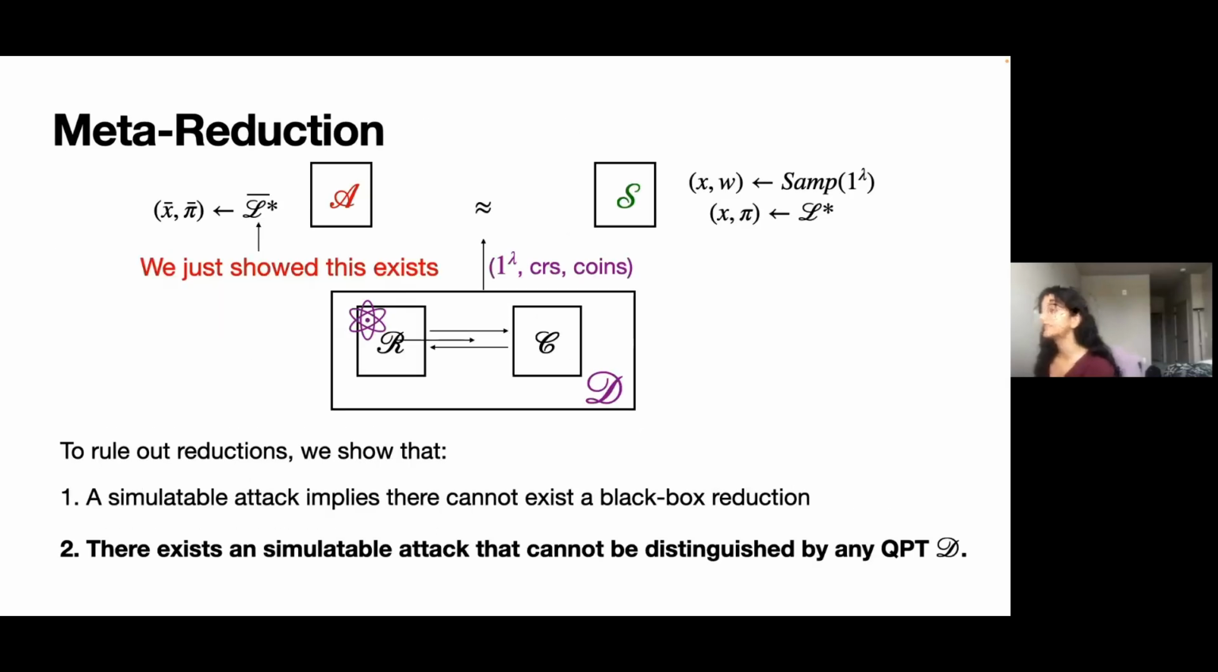Yeah, so to recap, what we just showed is the existence of this L bar star. And yeah, so then this is sufficient for showing that there exists a simulatable attack that cannot be distinguished by any quantum polynomial time distinguisher D.